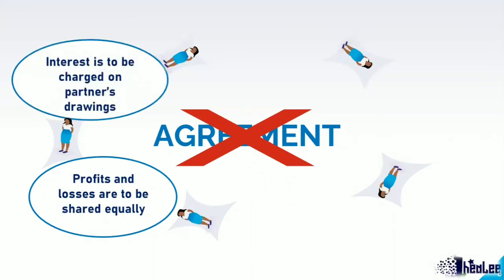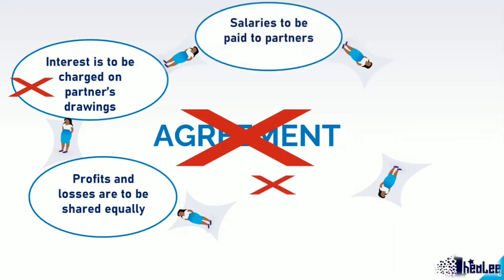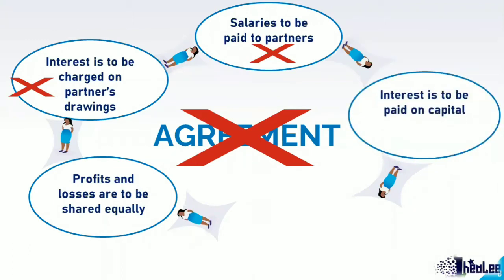The other, there should be no interest charged on partners' drawings. So once there is no partnership deed, there should be no penalty on the drawings taken from the business by the partners. The other is that no partner is to be paid salaries. In terms of interest on capital, there will not be any reward on the capital contributed by the partners. So there should be no interest on capital.